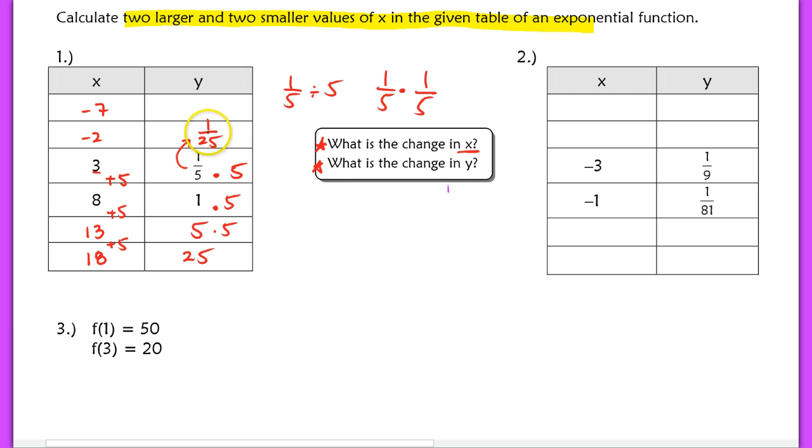Now I'm going to do the same thing to get from 1/25 to the number preceding that. I want to multiply by 1/5 because it's the same as dividing by 5. So I would get 1/125. Alright, so that's how we calculate.